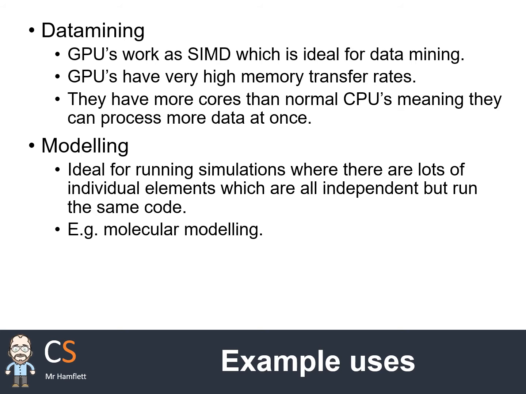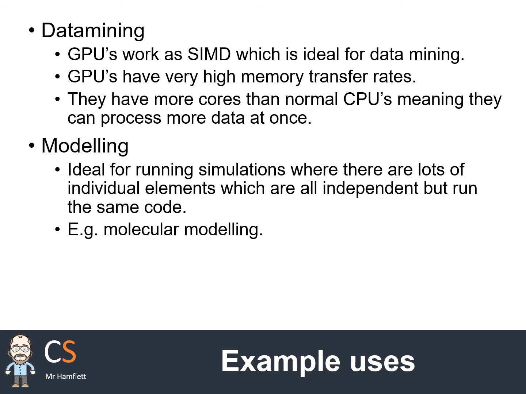GPUs also have a very high memory transfer rate. So what we mean by that is in order to get all those textures into the graphics card so you can display the wonderful 3D games that you play, it needs to transfer those very large images incredibly quickly to the graphics card. As such, they specialize again in very high memory transfer rates. And this is ideal for data mining, where we have to actually get all that data that we want to mine into this GPU in order to actually process it. So they have more cores than a normal CPU, which means they can process more data at once. So they are absolutely ideal for data mining.